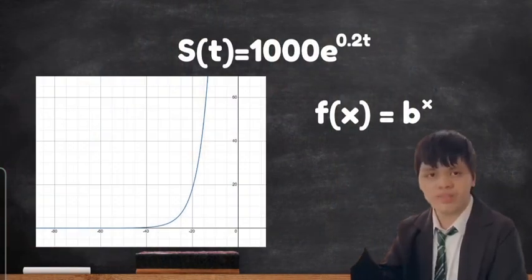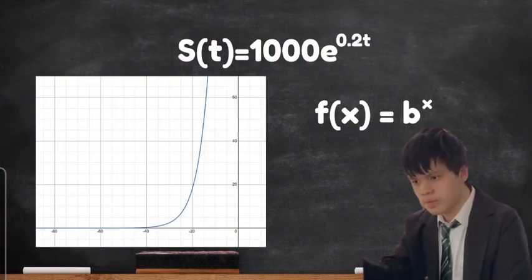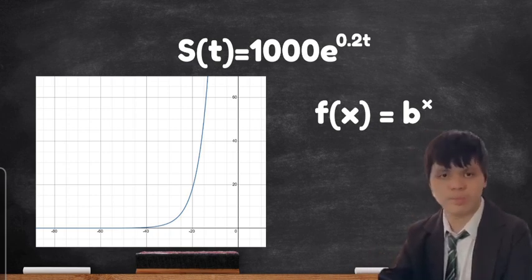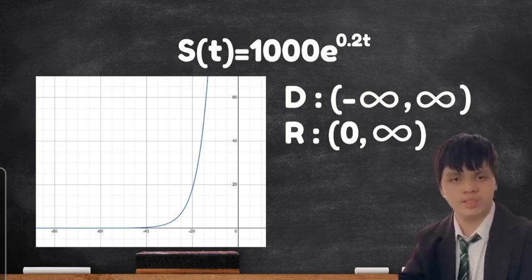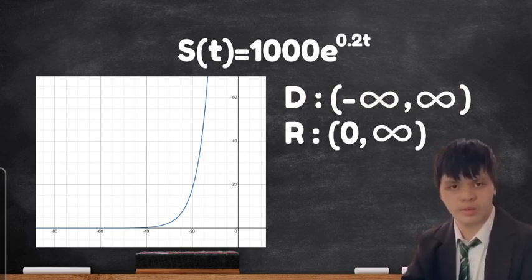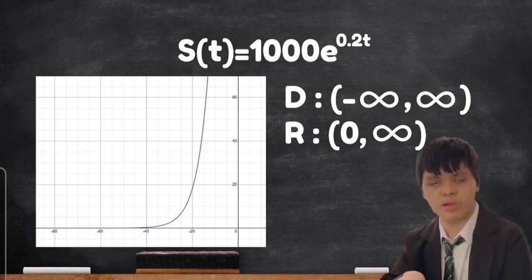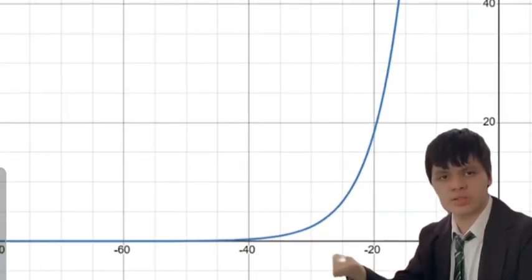So what do you know about this model? First, it's in the form of f(x) = b^x, like here. And one of the characteristics is the domain is negative infinity to infinity, and the range is 0 to infinity. This means the domain is all real numbers, while the range is all positive numbers. Now let's talk about its intercepts.